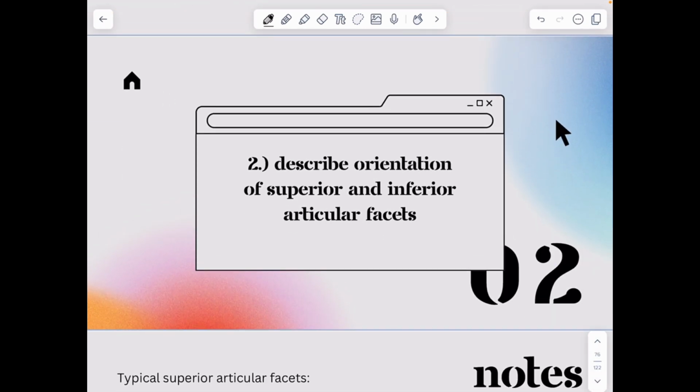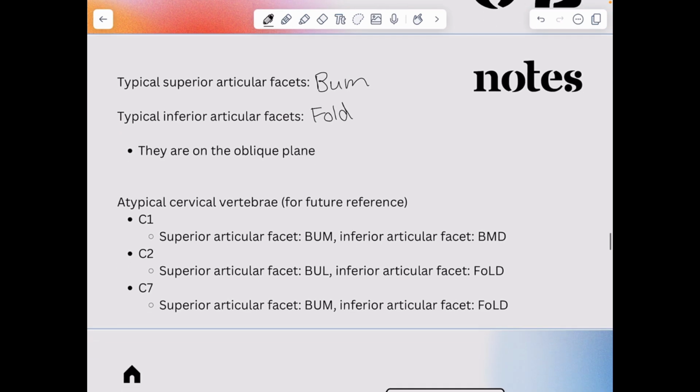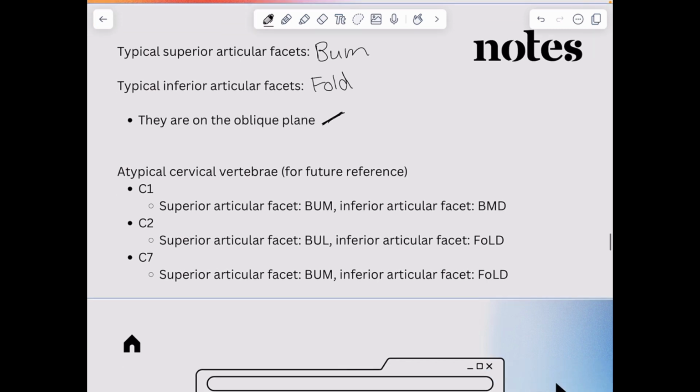2, describe orientation of superior and inferior articular facets. So typical superior articular facets, those are going to be bum. Typical inferior articular facets, that's going to be fold. And they're on an oblique plane, so they're going to be like at a diagonal like this, right? Also, just so you have all of the facet facing stuff on one page, I put the atypical cervical vertebrae. So C1 is bum, BMD, and then C2 is bull fold, and C7 is bum fold.